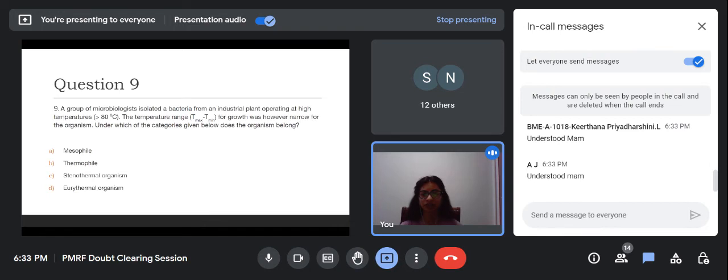A group of microbiologists isolated a bacteria from an industrial plant operating at high temperatures, which is more than 80 degrees Celsius. The temperature range, which is the T max minus T min, for growth was, however, narrow for the organism. Under which of the categories given below does the organism belong? The options are A. Mesophile, B. Thermophile, C. Stenothermal organism, D. Eurythermal organism. So, what do you think the answer is? Again, it could be multiple answers, right?